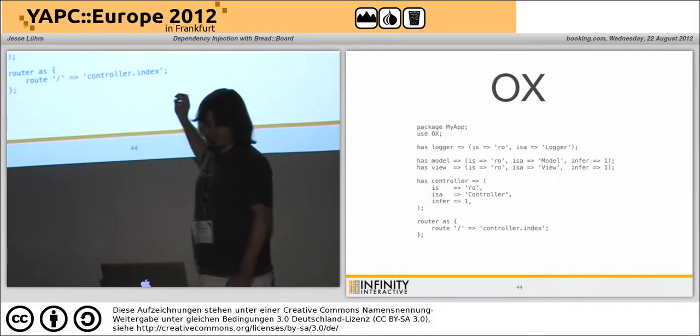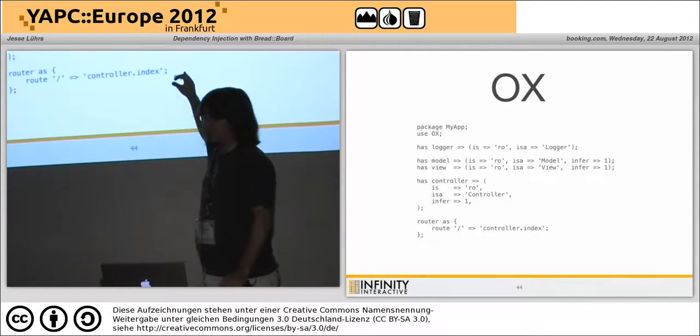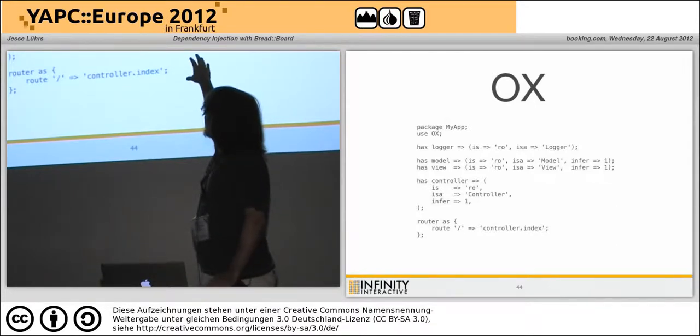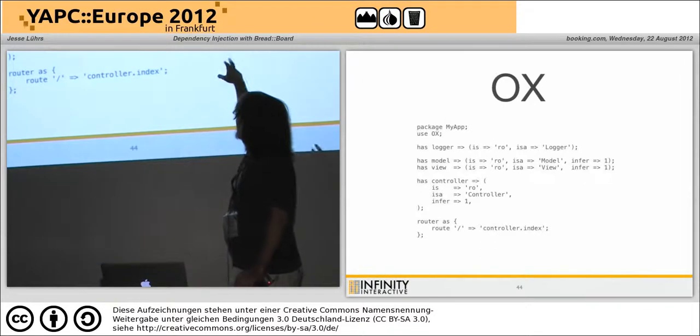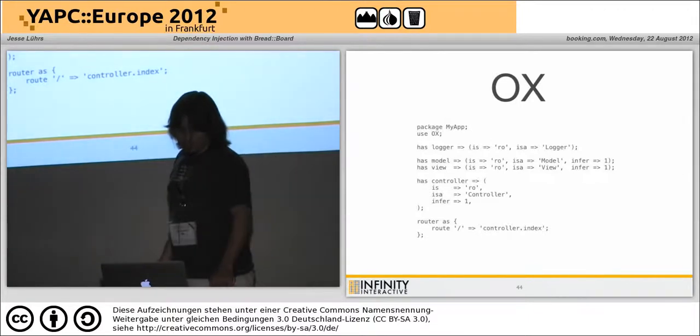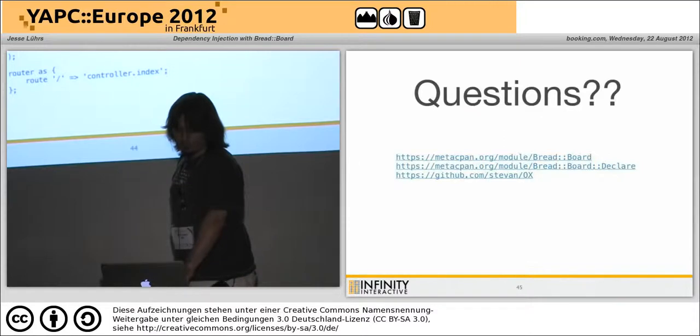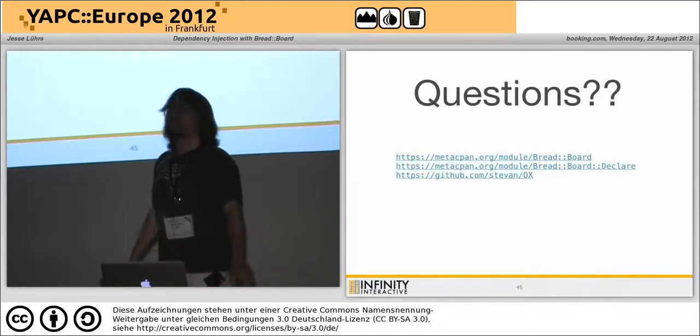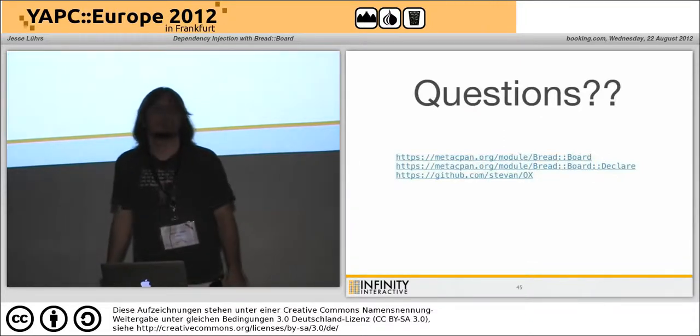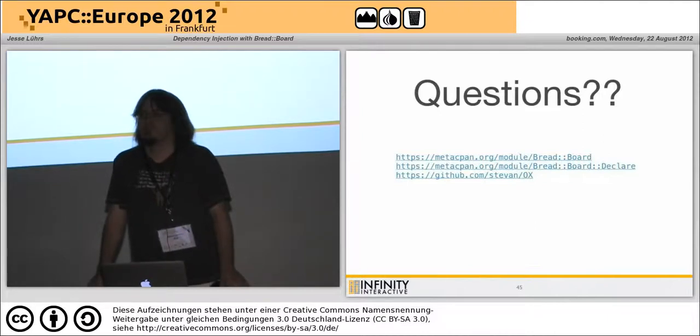And so here's a little more of an in-depth example. It has a logger, and all these things are inferred. So, does anyone have any questions about any of this?